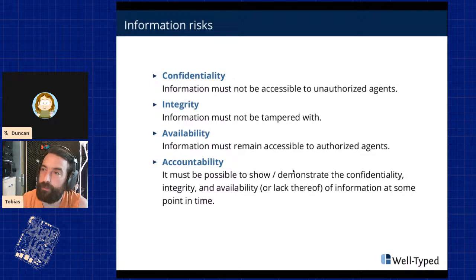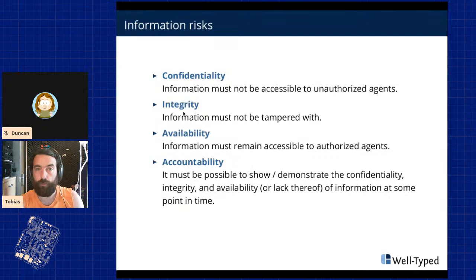So we have confidentiality, which means that information must not be accessible to unauthorized agents. So basically what this means is that we want to keep secret information secret. Classic example would be that you don't want anyone except the recipient to read your emails.